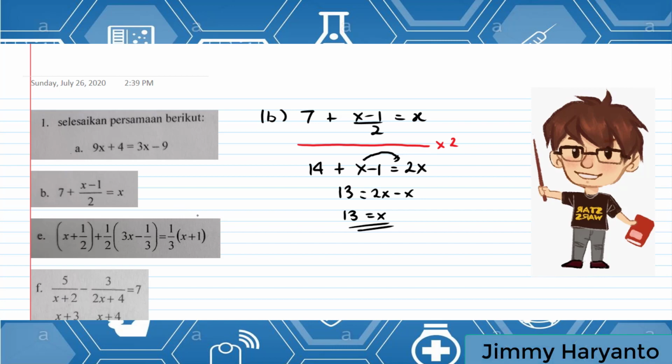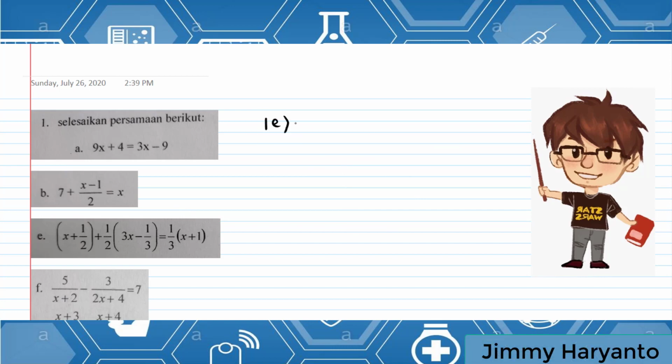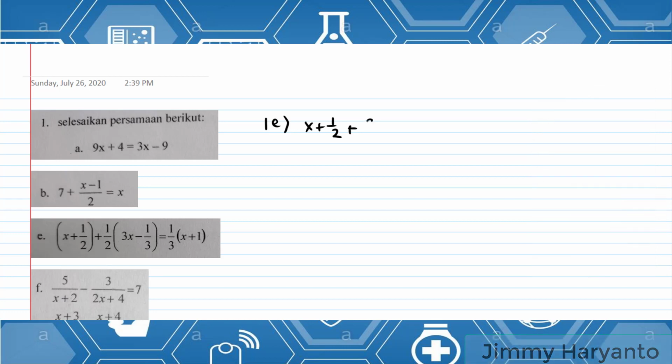Next, 1E. We have x plus half. This first two terms, it's supposed to be no bracket there, so we can eliminate the bracket. Plus, and then half times 3x, we multiply it first. It will become 3x over 2. This one, we multiply it, and then multiply this minus 1 over 6. Half times 1 over 3, 1 over 6, equals to, and then this one also we multiply first, 1 over 3x plus 1 over 3.